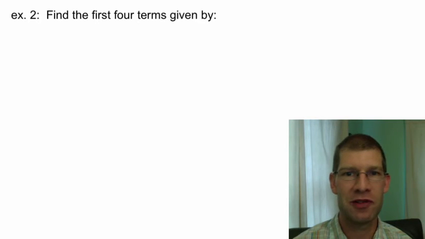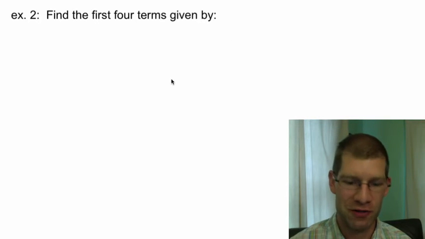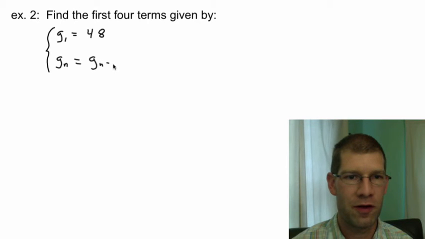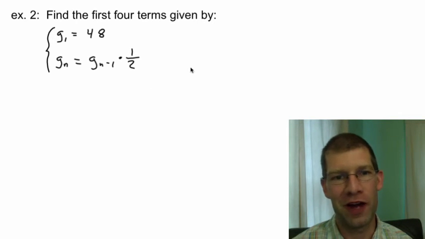Second example, we'll do the same thing, but this time we'll have a recursive formula. So I copied one down here. Find the first 4 terms given g sub 1 equals 48, and we'll say the nth term equals the term before it. That n minus 1 should all be in the subscript. Now out of the subscript, we'll say times 1/2, for n is greater than or equal to 2.